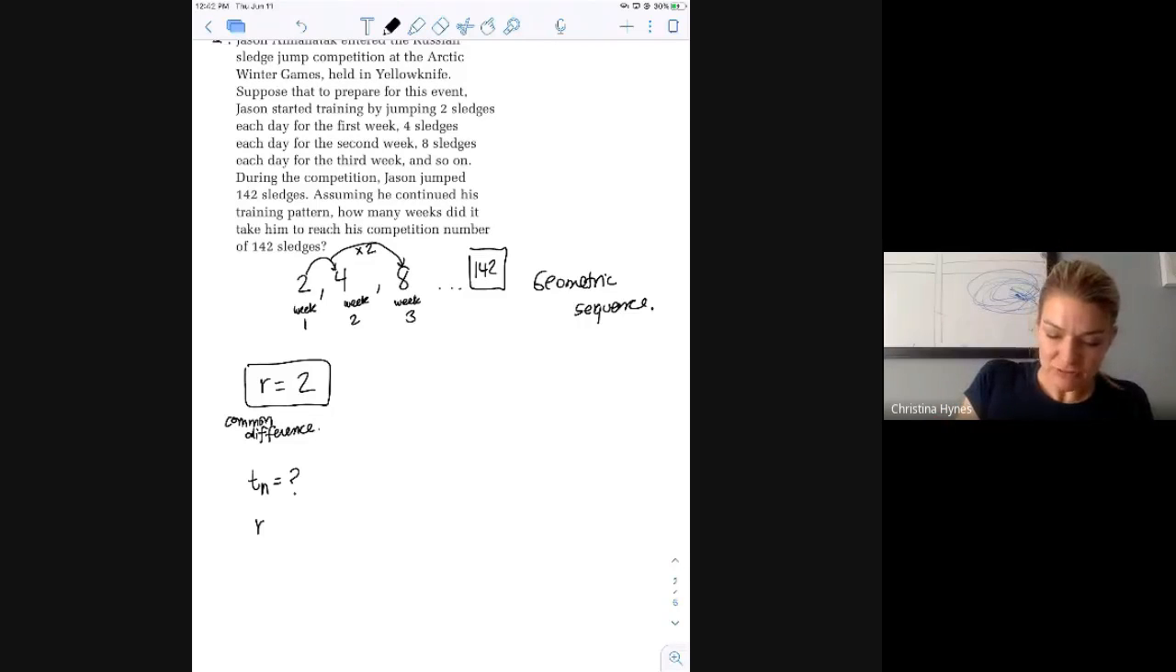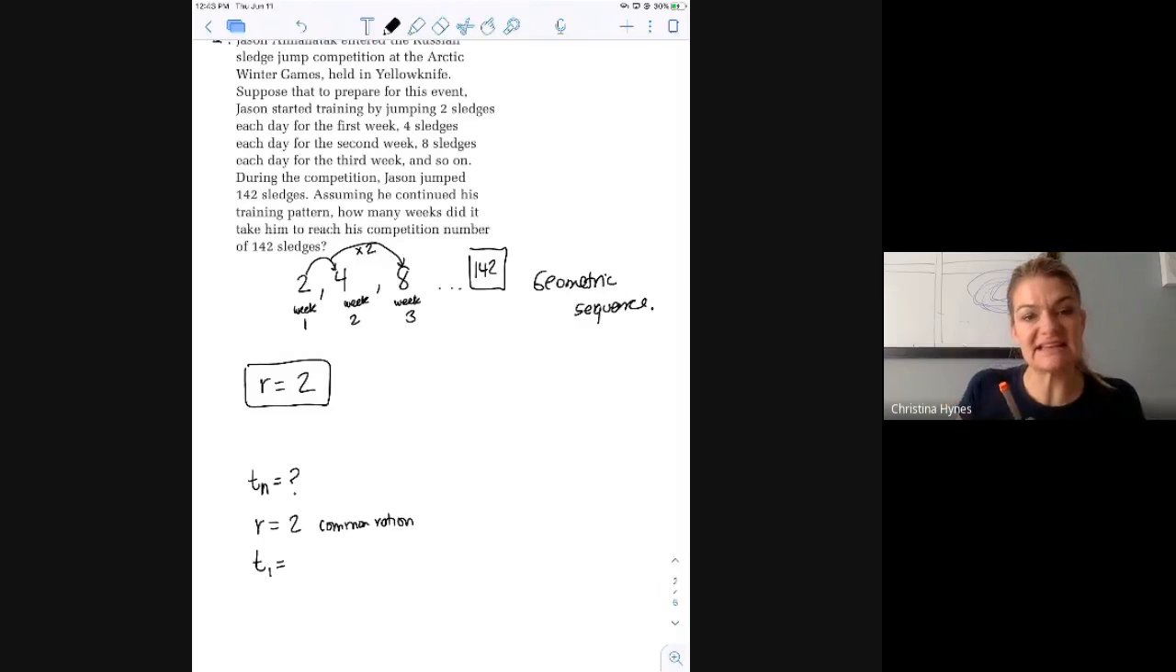So what we have so far is R. R is 2 because it's the common... This is called a common ratio. I don't know why I said common difference. Common ratio. Our first term is always labeled as T1. So in our case, our first term starts at 2. So that's the first number of the sequence. And what we don't know is our N value.